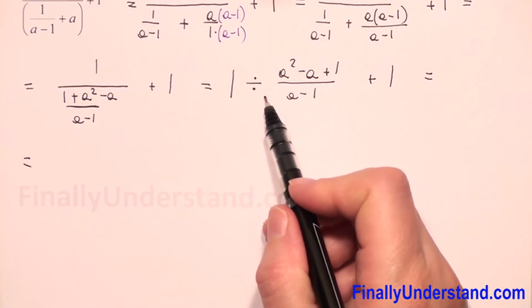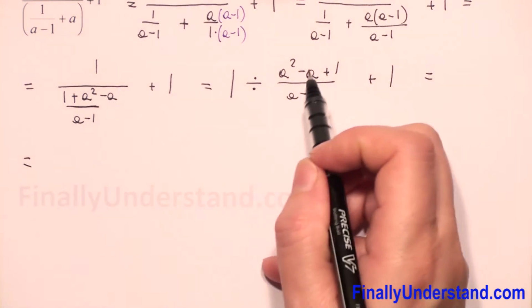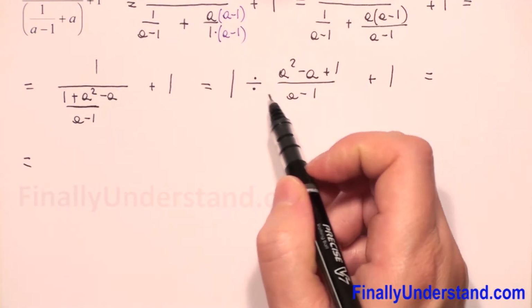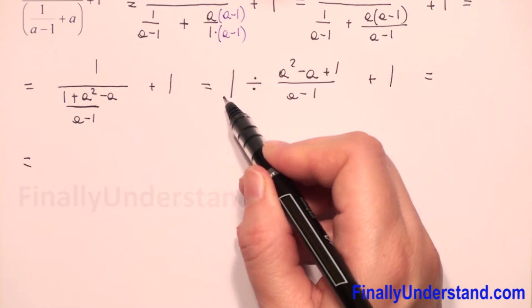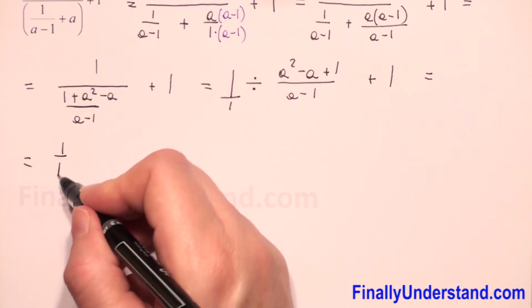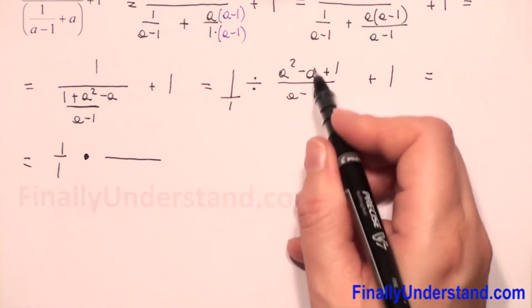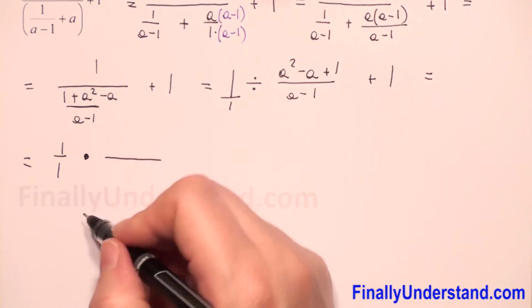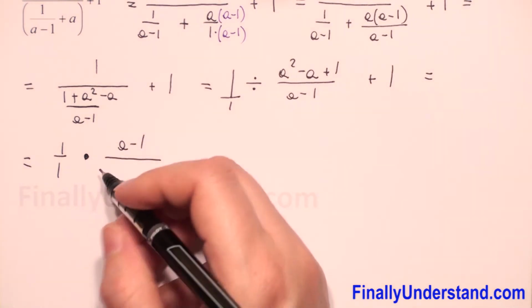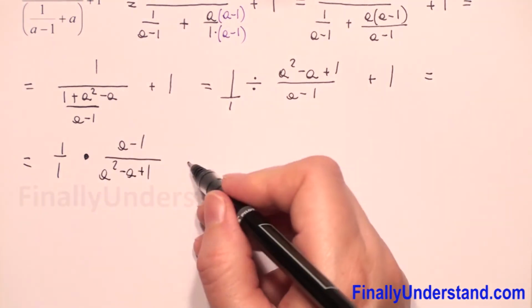We know the order of operations. First, we have to do division, next addition. So 1, we have divided by that fraction. We can always change 1 to a fraction, 1 over 1. We have to copy the first fraction, change the division sign to multiplication, and flip the second fraction. So it will be a minus 1 over a squared minus a plus 1. And we have to add 1.